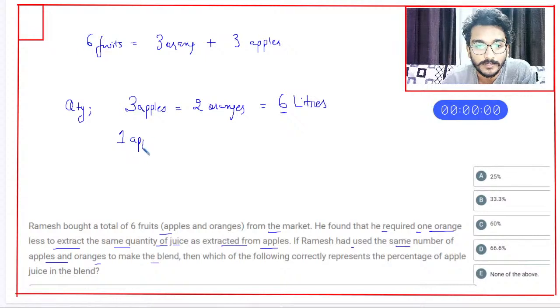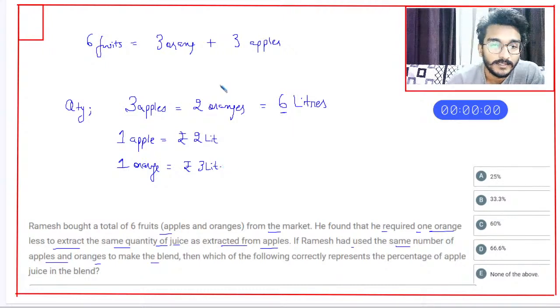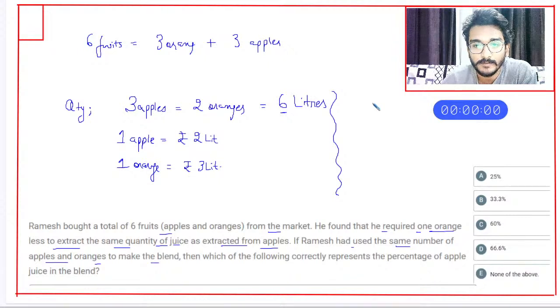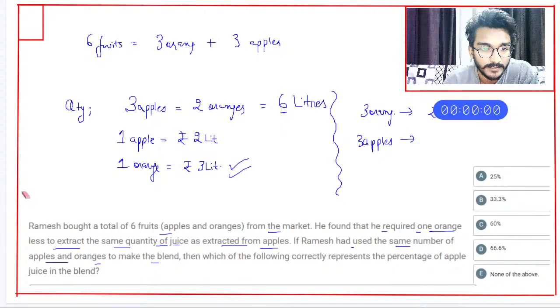So 1 apple will produce how much? 2 liters. And similarly 1 orange will produce 3 liters. Okay, fine. So we have 3 oranges and 3 apples. So 3 oranges will produce how much? 1 orange 3 liters, so 3 oranges will produce 9 liters and 3 apples will produce 6 liters. In total it is 15 liters.